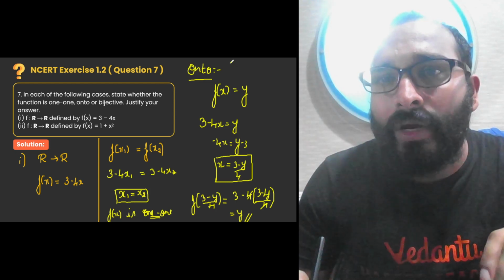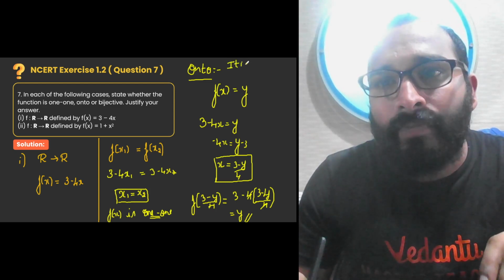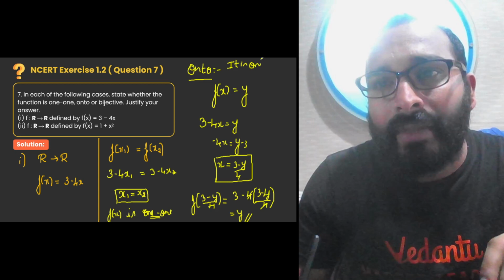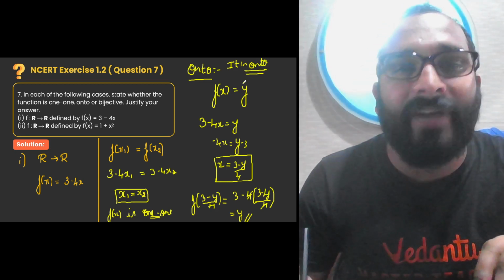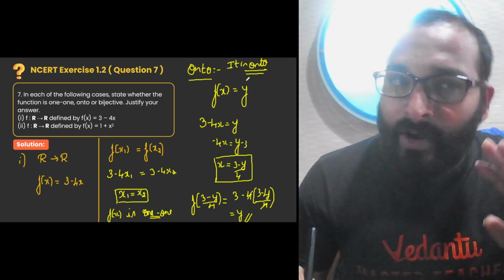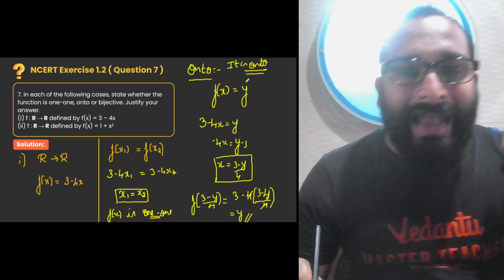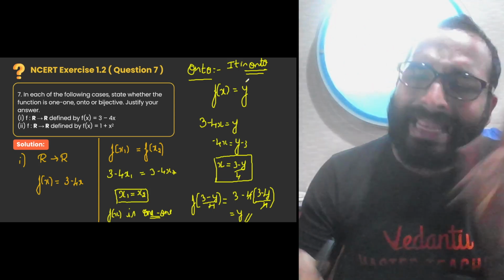So what do we conclude? It is onto. So this function is 1-1 as well as onto, right? So it is a bijective function, right, children? So for the first sub question, it is 1-1 and onto. Now let us try to solve the second sub question here.